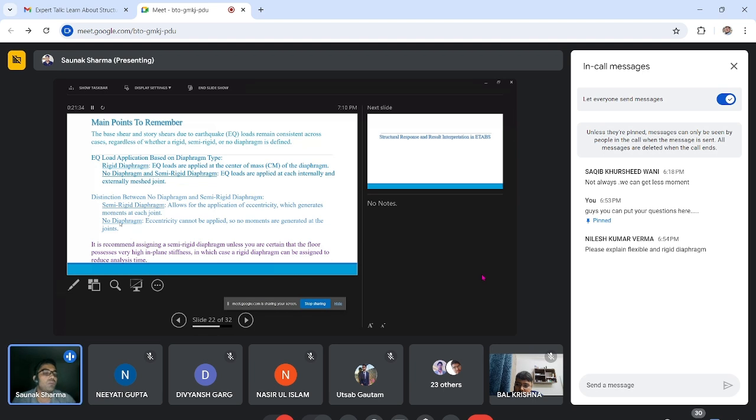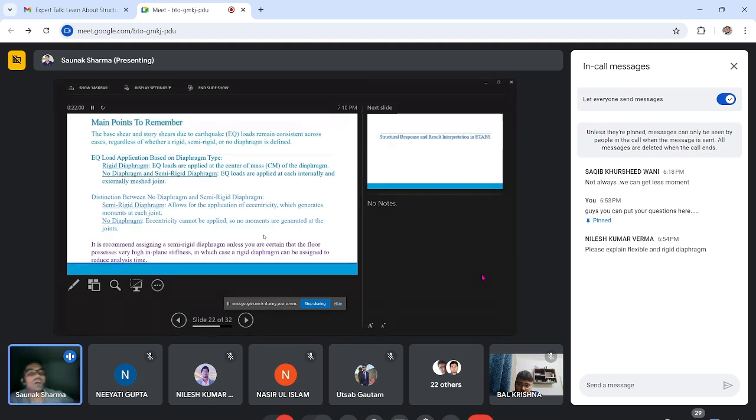If we don't apply a diaphragm, then eccentricity cannot be applied, so no moments are generated at this joint. So it is recommended to assign a semi-rigid diaphragm unless you are certain that the floor possesses very high in-plane stiffness, in which case, if there is very high stiffness, we can apply a rigid diaphragm there.